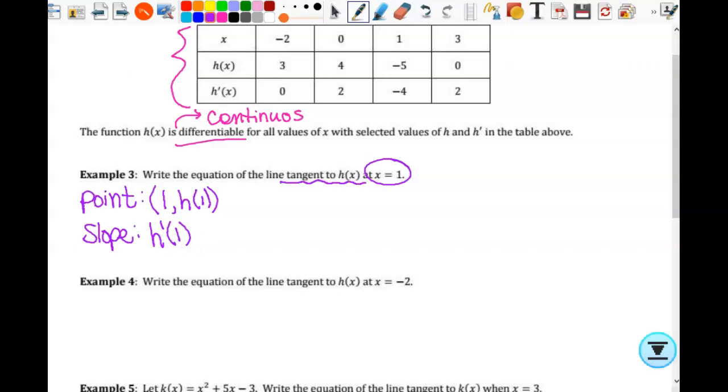Don't have to do a ton of work here, right? I can figure out my point pretty easily. This is going to be 1, comma, what's h of 1? -5. And then h prime of 1, -4. Then write the equation of your line.